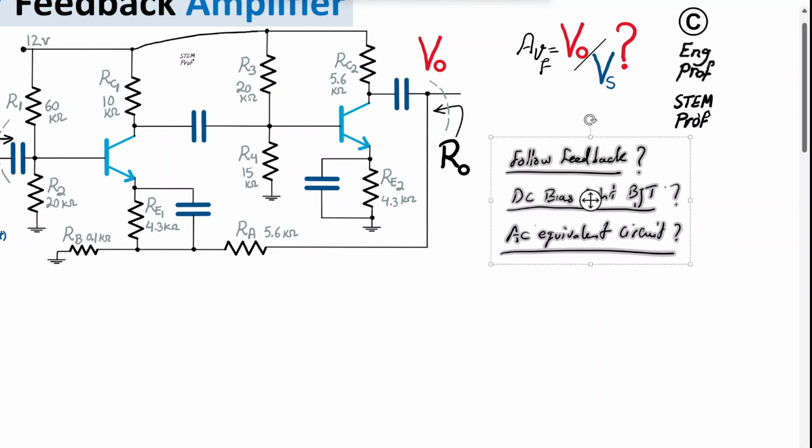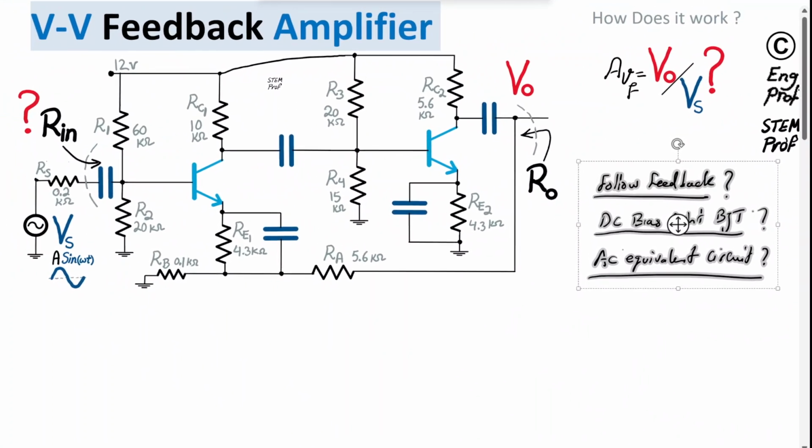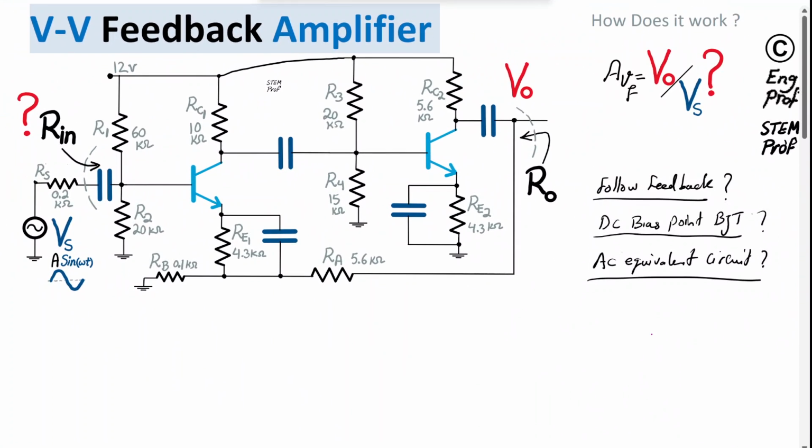Step one, I'm going to follow the feedback in this circuit, so that I investigate what type of feedback I have. Is it a negative feedback? And I'm going to show it's a voltage feedback: basically sample the output voltage, and apply a fraction of that sampled output voltage in series with the input. So I'm going to show that.